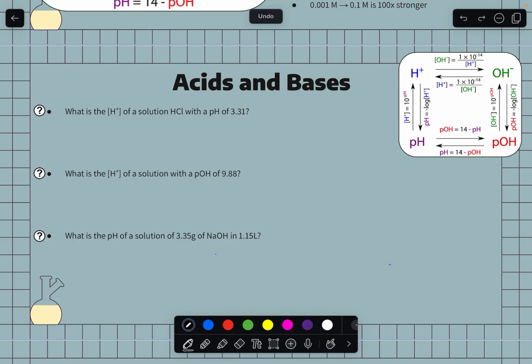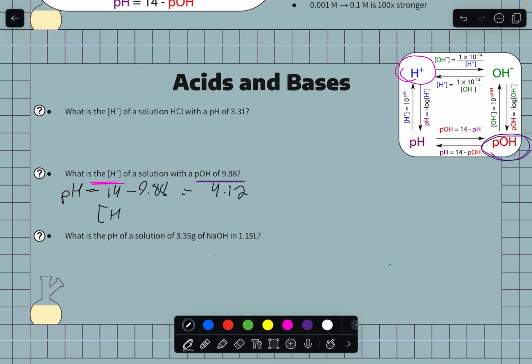For the second one, we are looking for what is the H plus concentration if we start with a pOH of 9.88. So in our square, we're starting on the bottom right, we have a pOH. We're going to the top left, to H plus. So we need 2 steps here. What I'm going to do is go to pH first. pH equals 14 minus my pOH, which is 9.88. And that gives me, let me do this in my calculator, 14 minus 9.88, 4.12. So that's my pH.